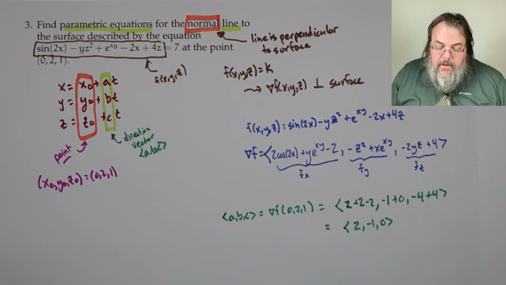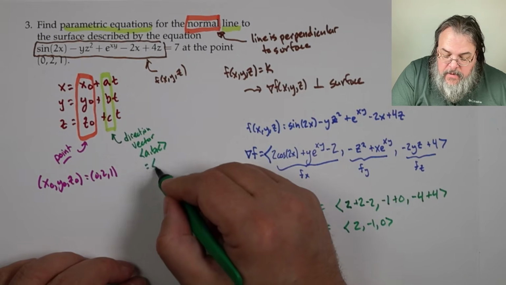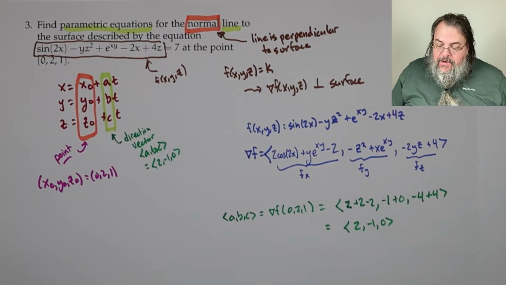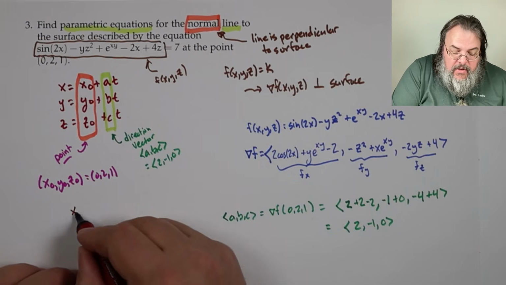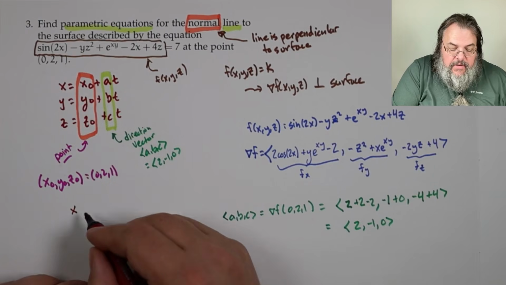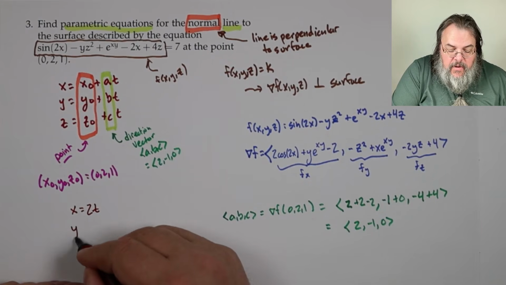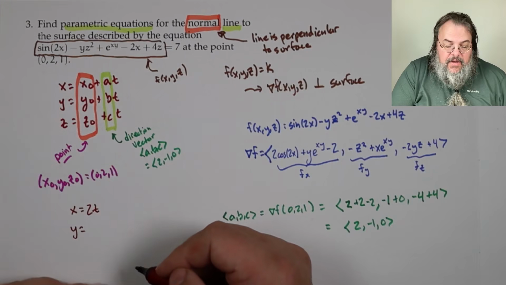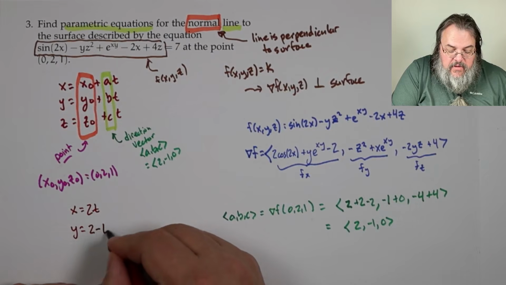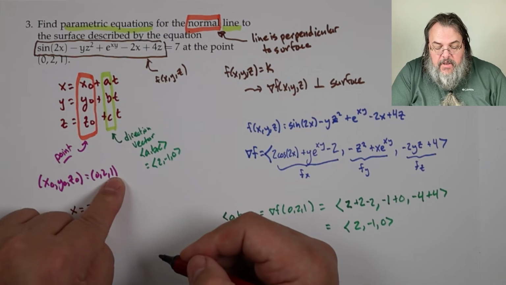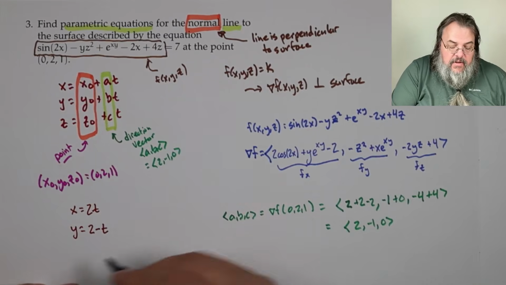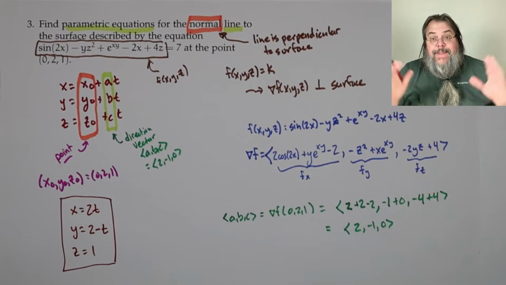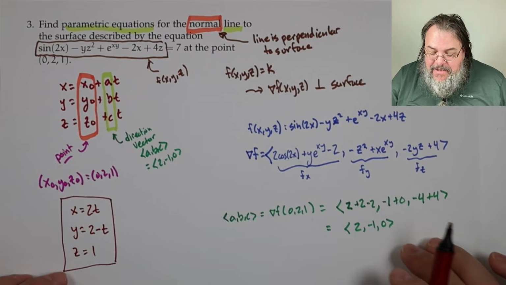Well, now we have all our pieces, and we put it all together, and so we get x is equal to 0 plus 2t. So x equals 2t. y equals 2 plus minus 1 times t, so we'll write that as 2 minus t. z is equal to 1 plus 0t, so z equals 1. And that's it. That's the process.